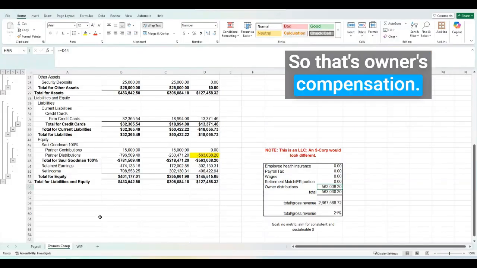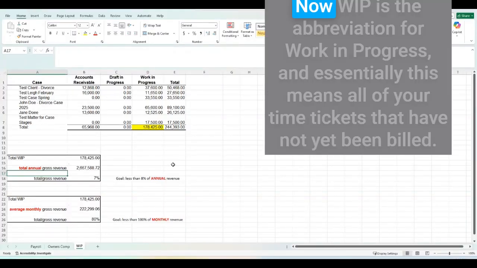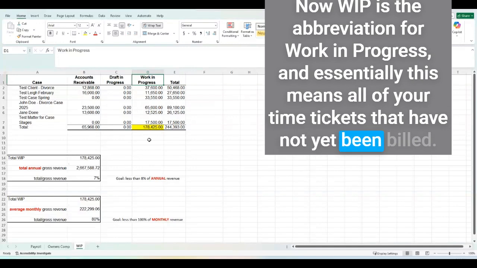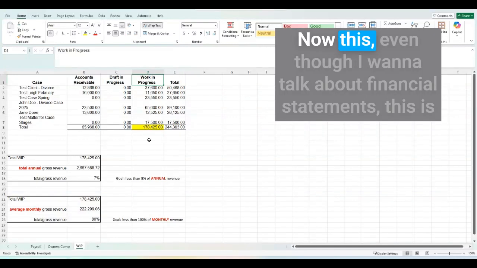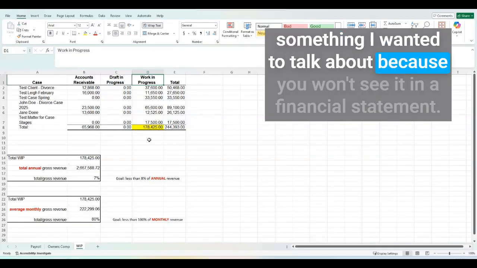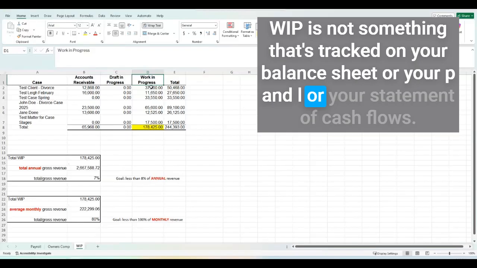So that's owner's compensation. The last thing I want to talk about today is your WIP. WIP is the abbreviation for work in progress, and essentially this means all of your time tickets that have not yet been billed. Even though I want to talk about financial statements, this is something I wanted to cover because you won't see it in a financial statement. WIP is not tracked on your balance sheet, your P&L, or your statement of cash flows.